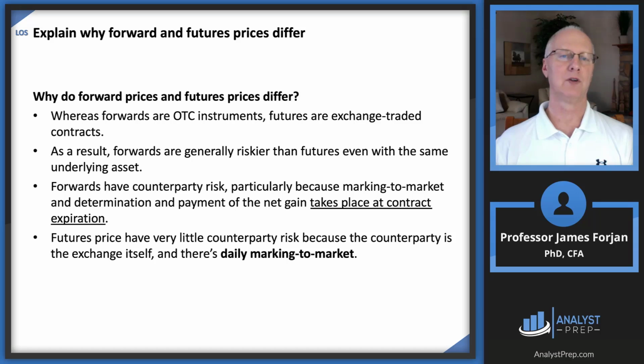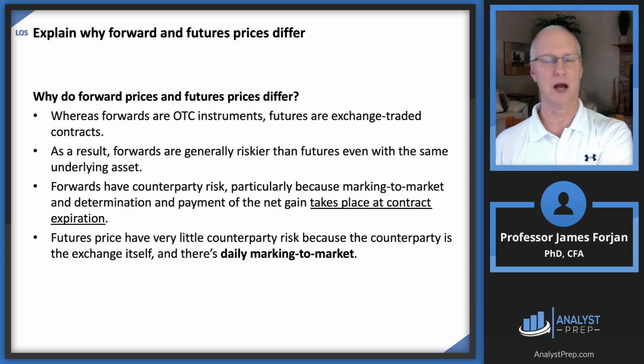Now, the simplest answer to explain this LOS, why do forward and futures prices differ, is the following: forward contracts are almost always tailored and customized to the unique characteristics of the buyer and the seller. Futures contracts, however, are standardized and are traded on an organized exchange. The simple fact that one is going to have tons of extra liquidity and marketability than the other must mean that there are slight differences in those prices even when the underlying asset is identical. So, let's go back to my Honeycrisp apple example.